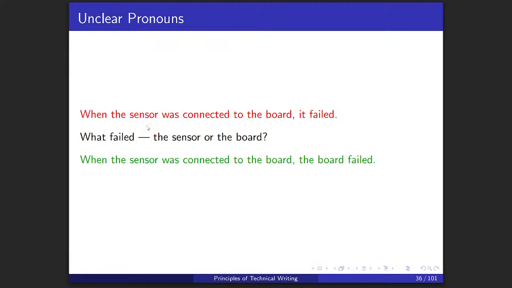Instead of confusing the reader, I am writing in a clear way: when the sensor was connected, only the board failed. Now I am getting only one meaning and one understanding. Whereas in the unclear sentence, when the sensor was connected to the board, it failed, I am getting two meanings, right? So this type of sentence is called an ambiguous sentence, right?